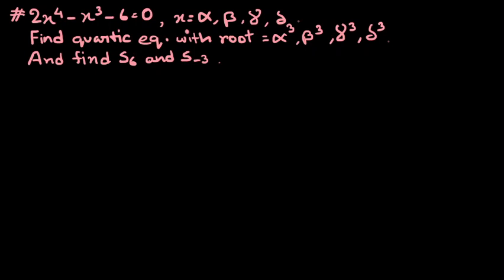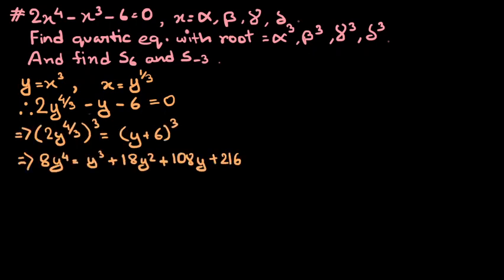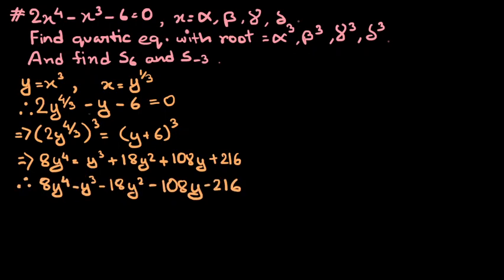So for the first part, we will substitute x equals y to the power 1 by 3, leading to this equation. Again, we see that we have a fractional power of 4 by 3. To change that, we separate the terms and cube both sides. This finally leads to 8y to the power 4 minus y cubed minus 18y squared minus 108y minus 216. So this is our polynomial of the roots alpha cube, beta cube, gamma cube, and delta cube.